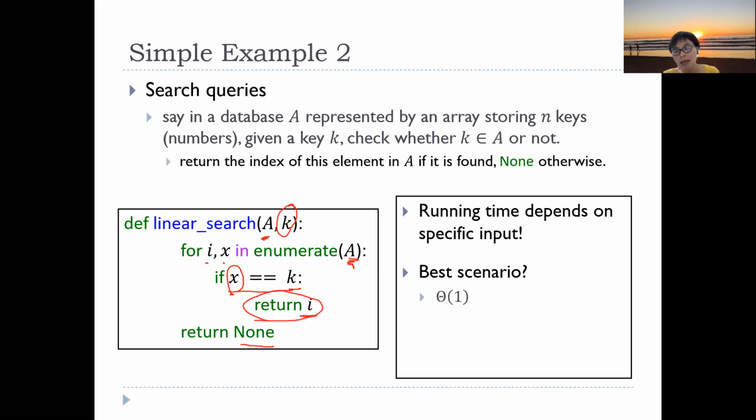But in the worst case, then we're not lucky. Maybe the key is not even in the database. We have to go all the way, search through the entire array, go through this entire for loop, and then return none, which means that in the worst case, we have to check every element in the array. If the size is n, then the time complexity is order of n. Okay, so we have different scenarios. We can have best case and worst case.